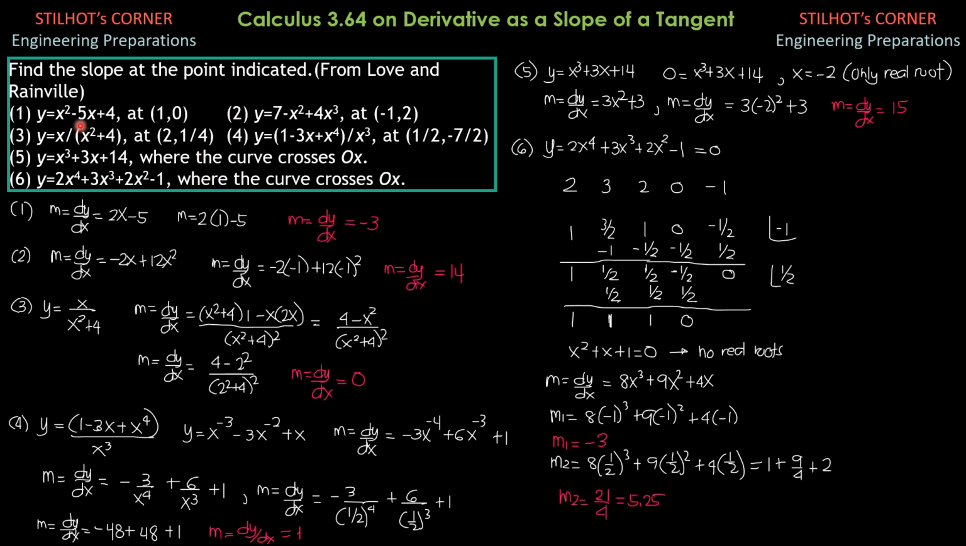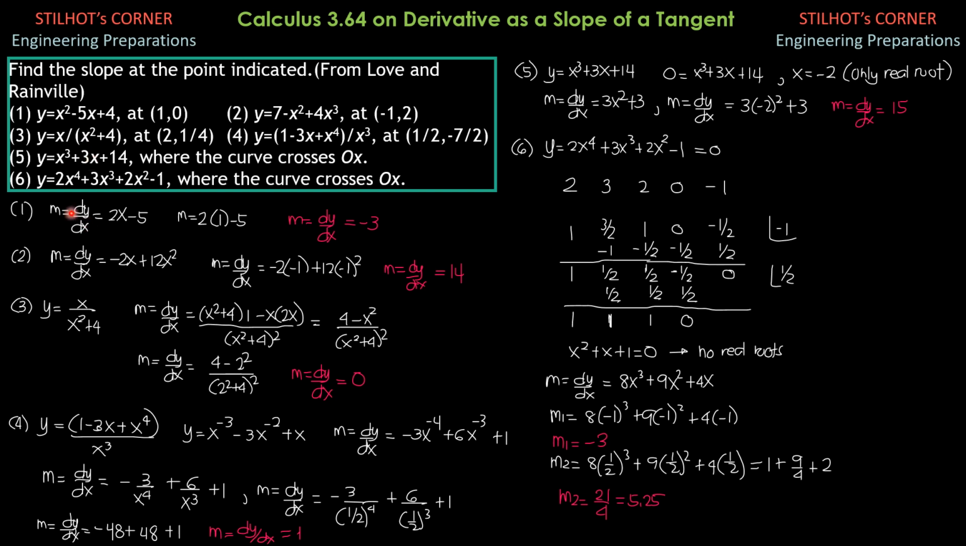So number 1, y equals x squared minus 5x plus 4 at the point (1, 0). Take note that when x is 1, y is equal to 0. So 1 squared minus 5 times 1, negative 5, plus 4 equals 0. So this point is on the curve.